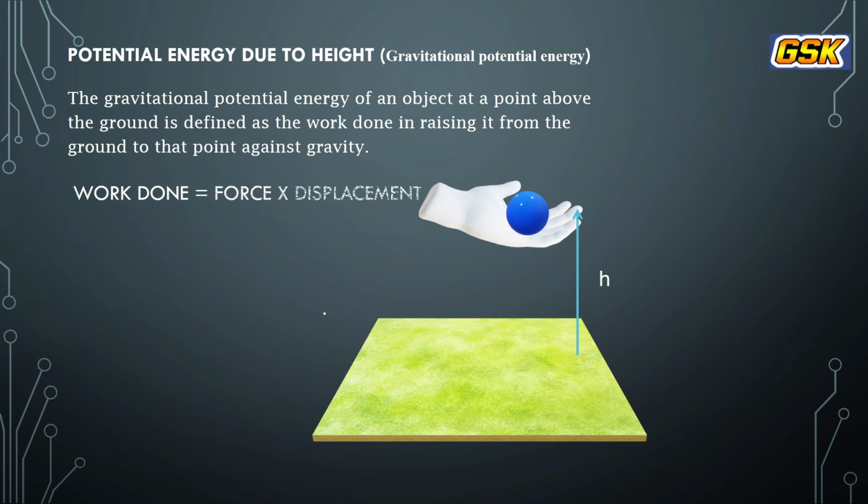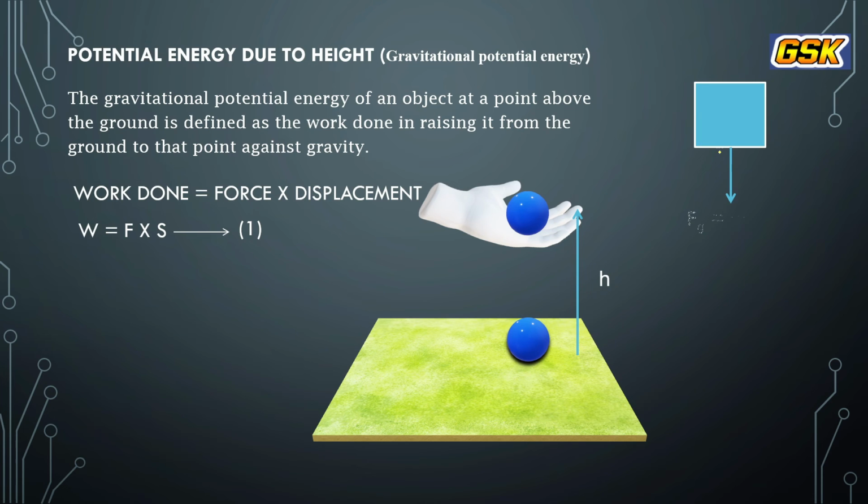So what is work done? Force into displacement. Work done is equal to force into displacement. Now, how much force should I apply on this ball? What is the minimum force? Let us take a box. The gravitational force acting on this box is equal to its weight. What is weight? mg, mass into gravity. Let us assume the mass of this ball is m, and the acceleration due to gravity is g. Then force is equal to mg.